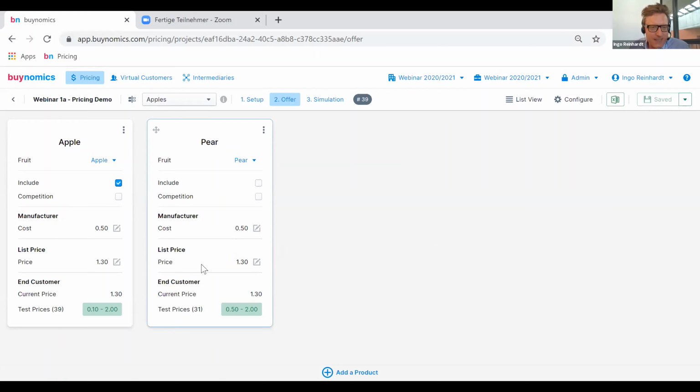So let's have a simple example, like the Apple example that we just had. And the idea is that we're selling at first only apples. Ignore the pears here.